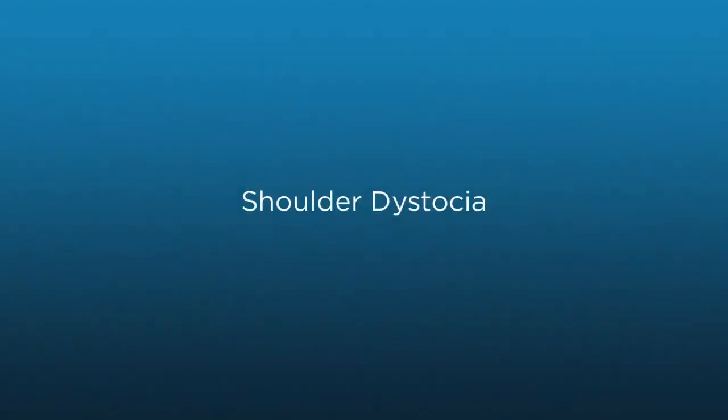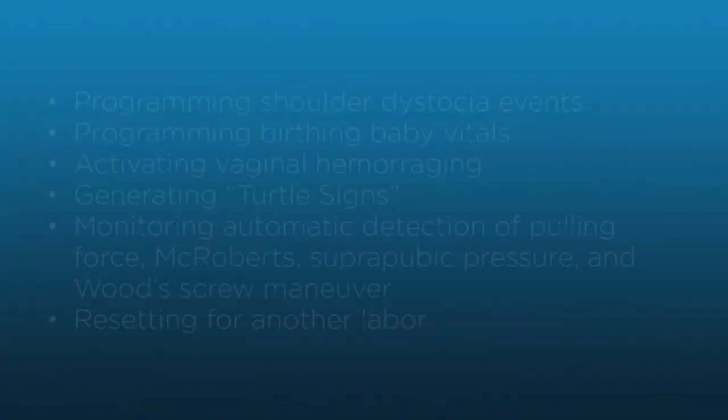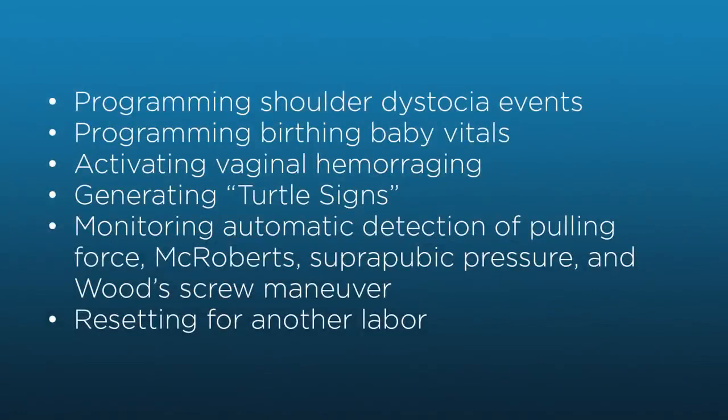In this video, you will learn how to run a cephalic delivery with a shoulder dystocia complication. By the end of this video, you should be able to program a shoulder dystocia event during a cephalic delivery, program the birthing baby vitals, activate vaginal hemorrhaging, generate spontaneous turtle signs, monitor the automatic detection of dystocia management techniques, and reset the simulator for another labor scenario.